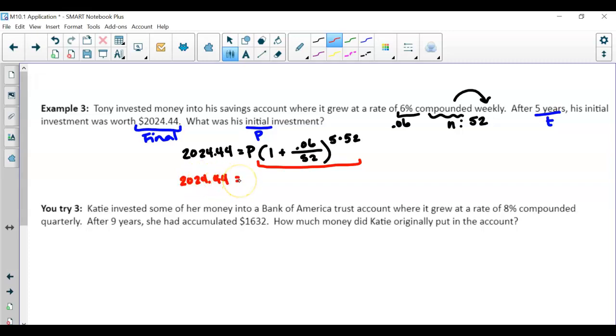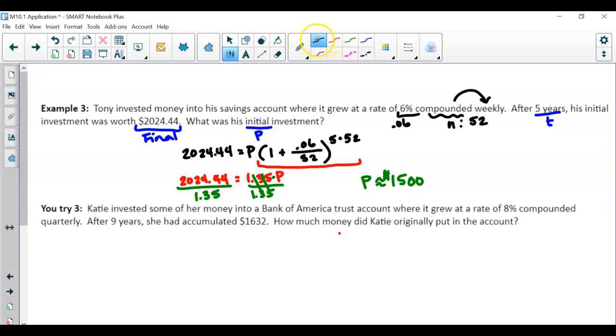$2,024.44 is equal to 1.35 P approximately. Now, if we're multiplying P by 1.35, then we need to now divide by 1.35. And so now P is approximately $1,500. That was the initial investment. Go ahead and pause the video and try this. You try on your own.